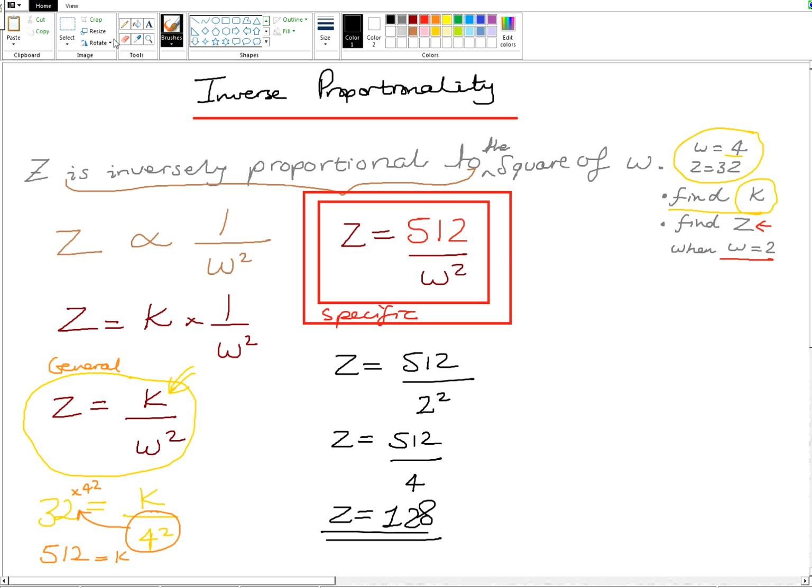Now, I'm going to give an additional question. This is also a possible examination style question, where rather than asking you straightforward substitution, they give you a question that involves rearrangement. We've been told that Z is equal to something, and we have to instead work out the W value.